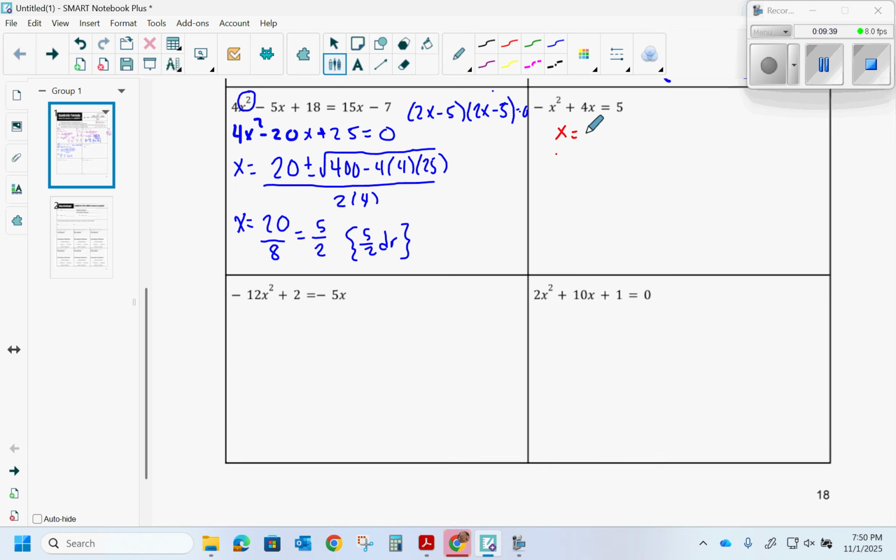All right, x equals, sorry, we need to subtract. Oops. I'm rusty with this pen today, sorry. All right, so we have to subtract 5. Okay, x equals the opposite of b plus or minus the square root of b squared minus 4 times a times c, all over 2 times a.